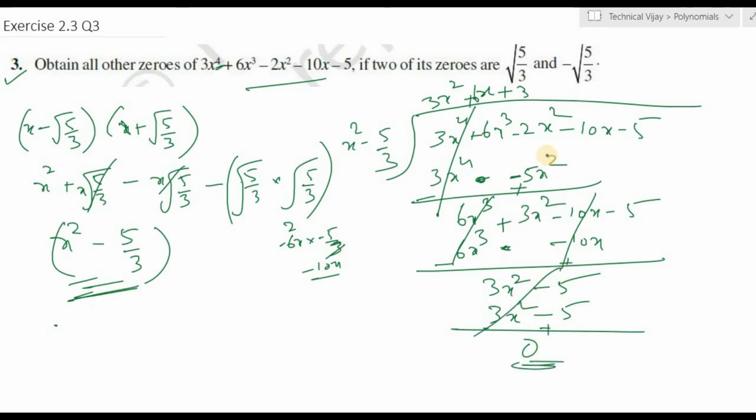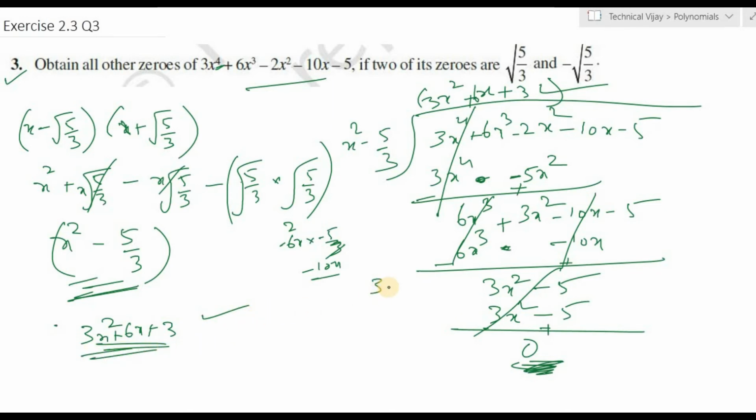So this is the quotient. So as soon as the remainder is 0 means this is a factor of this polynomial. So hence 3x square plus 6x plus 3 is a factor of this polynomial, and we have to find out the zeros. So we have to make factorization of this one.